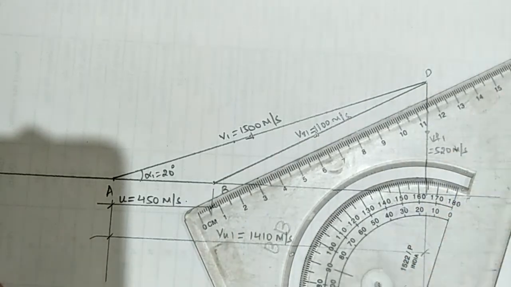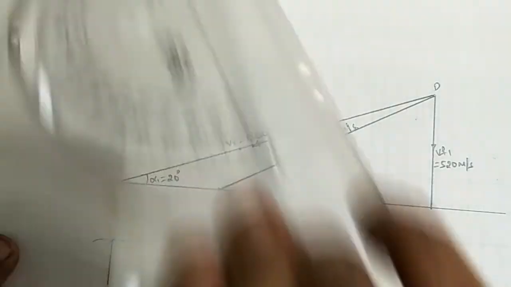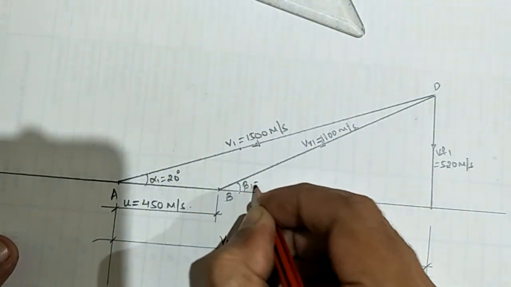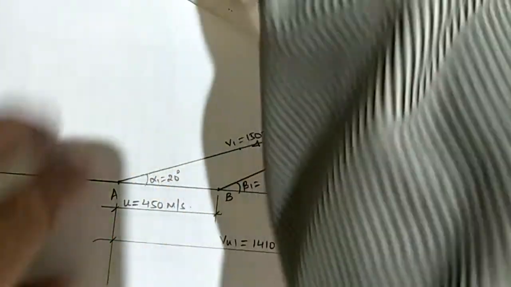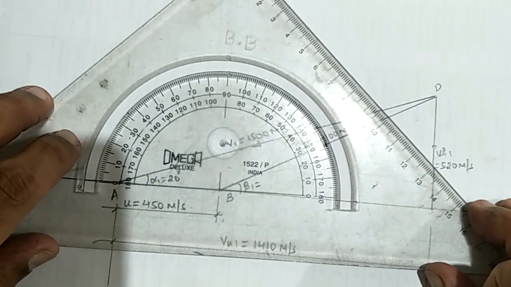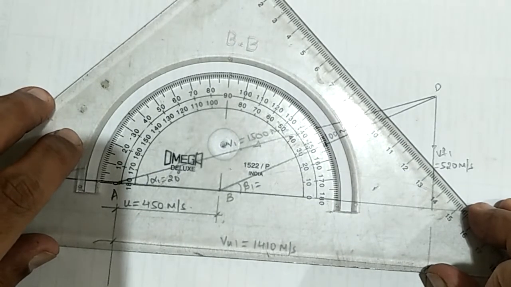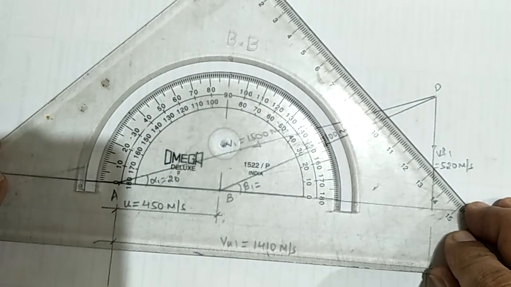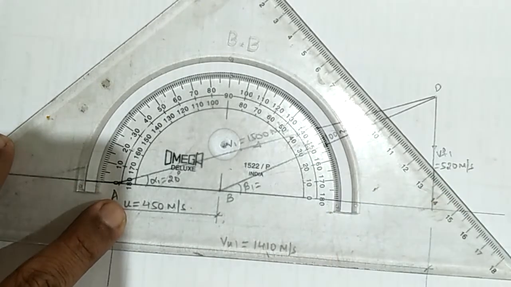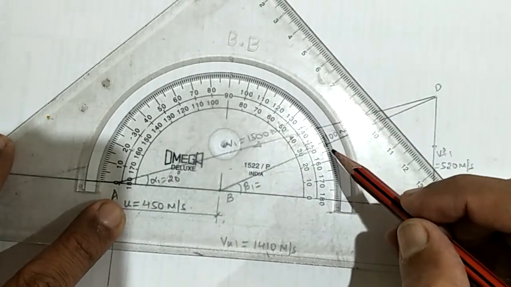Okay. So this completes the inlet velocity triangle. Now we'll try to find the value of beta. So I'm going to measure the value of beta 1 here. Whatever value of beta 1 I am getting, you just write it, because we are solving this problem by the graphical method.